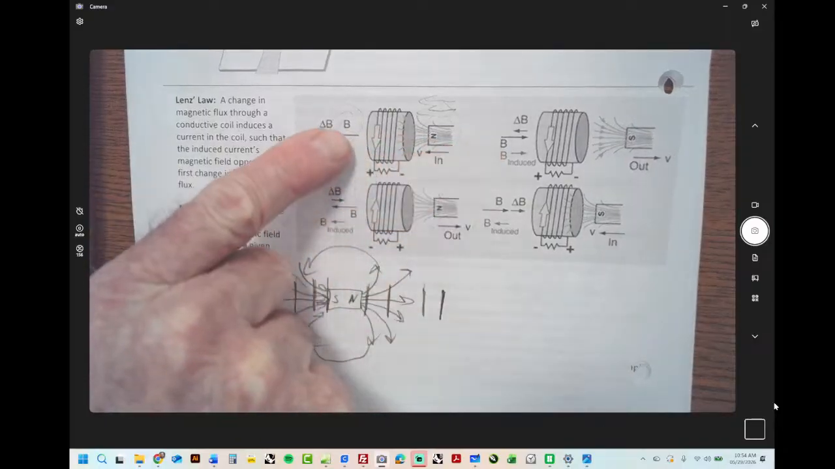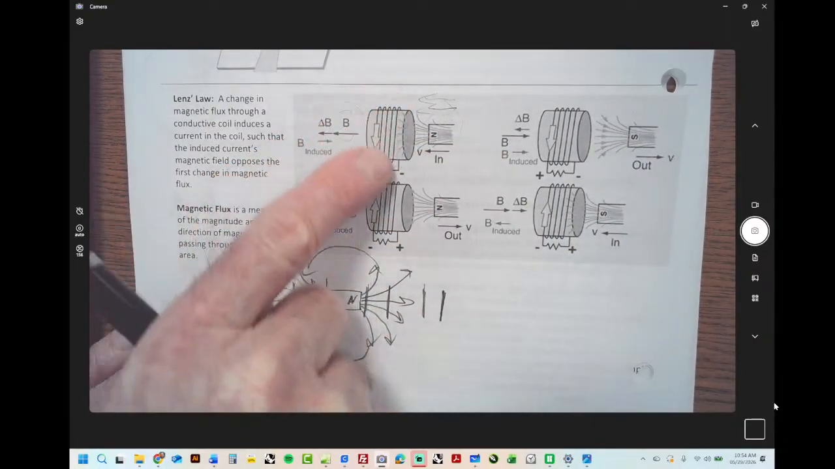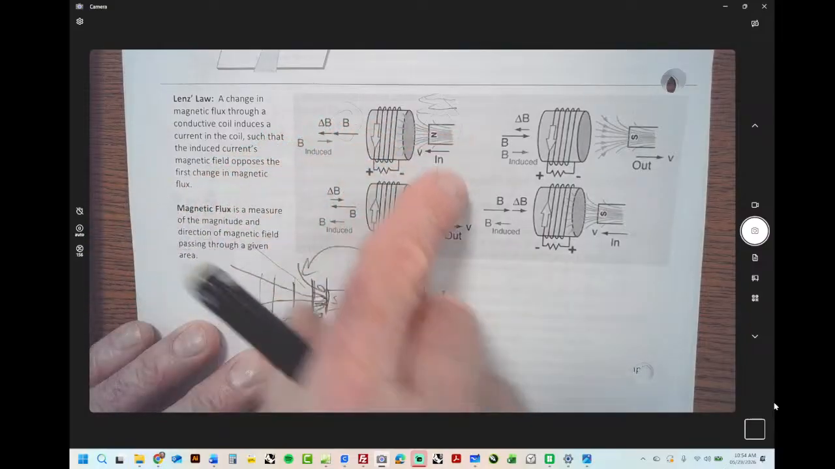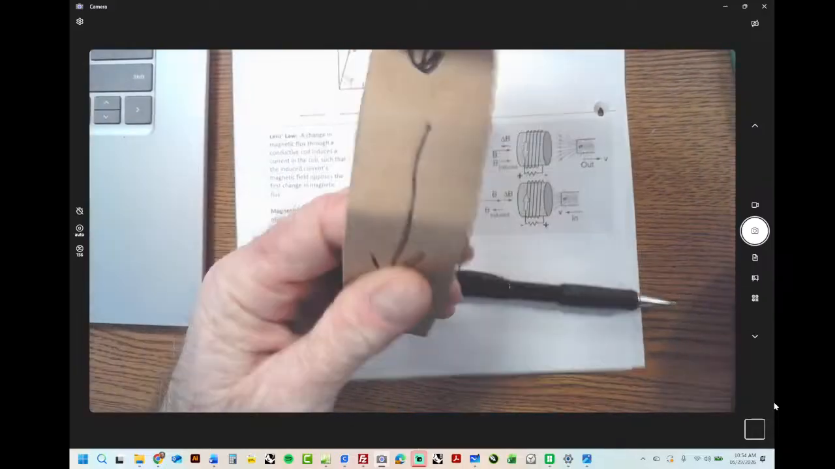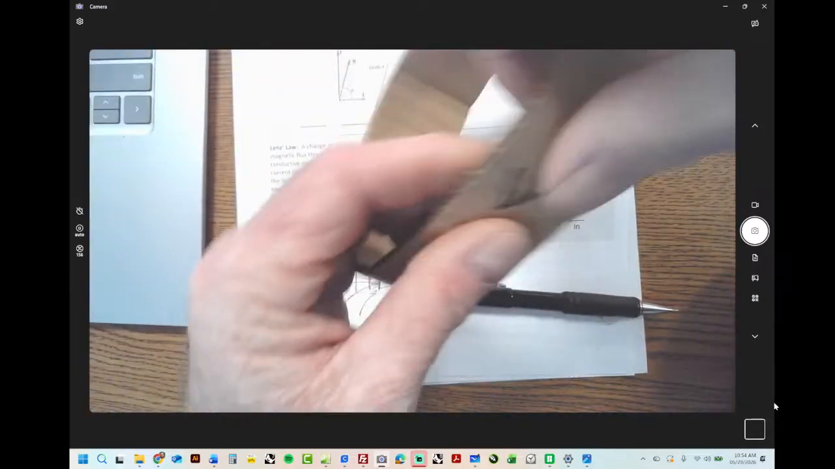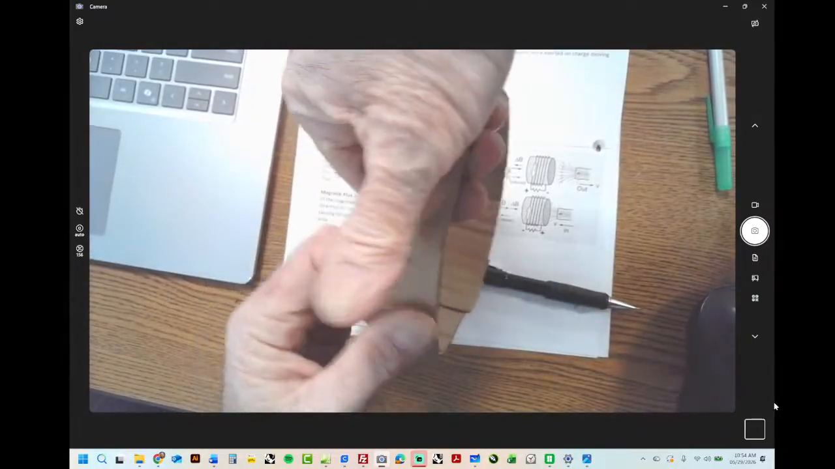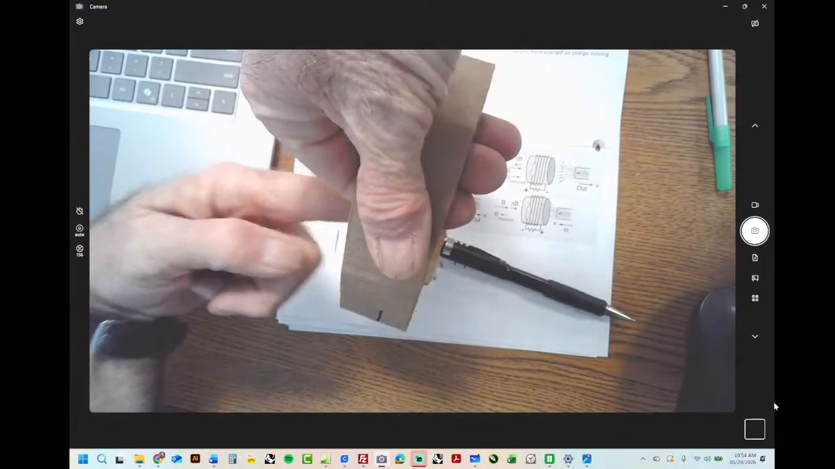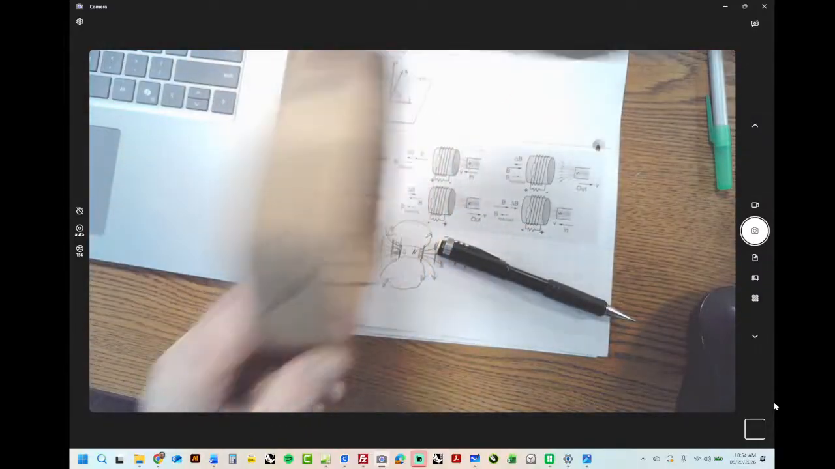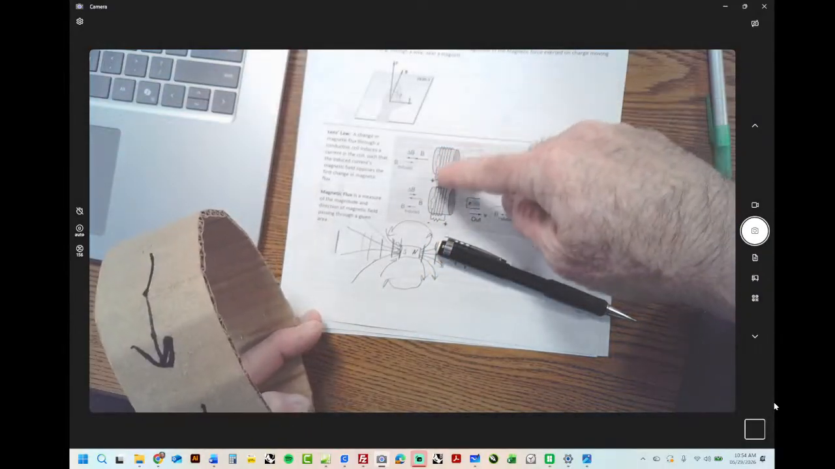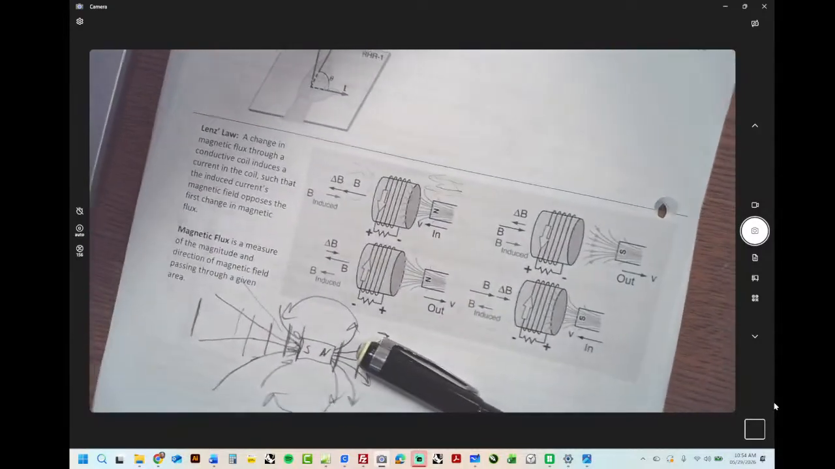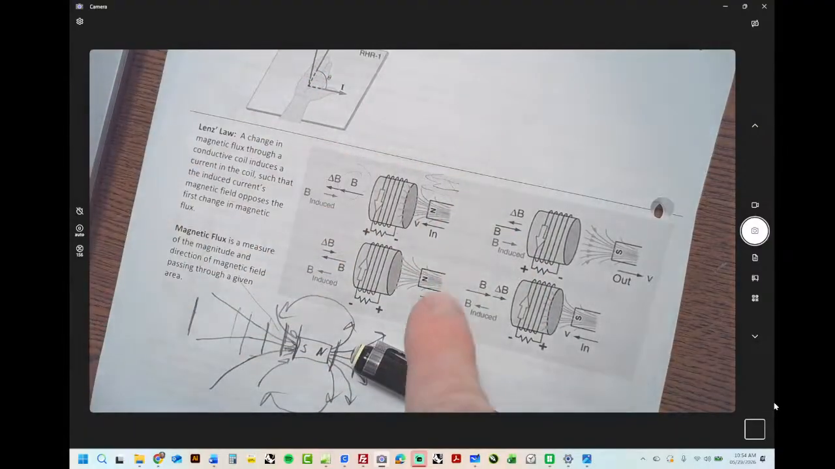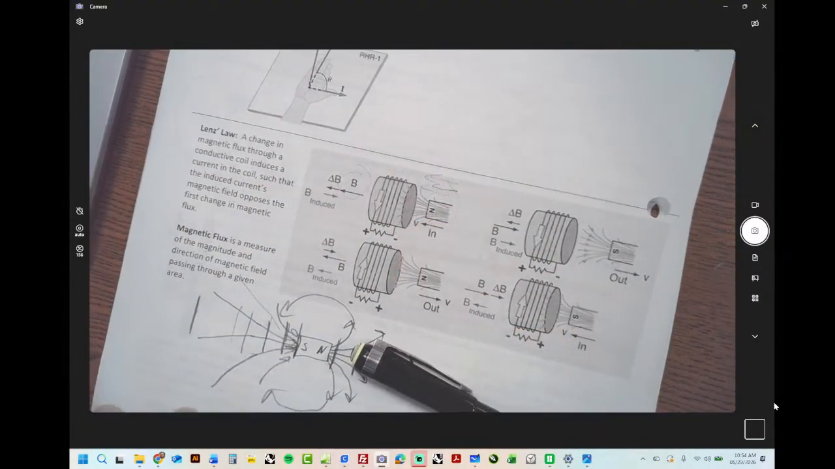And if I have a field in this coil to the right, then what has to be happening is my fingers have to be going to the right. My fingers are going through there to the right, and my thumb's pointing down. So that's why this current is going downward. So that current corresponds to a rightward field that's counteracting this increasing leftward field.